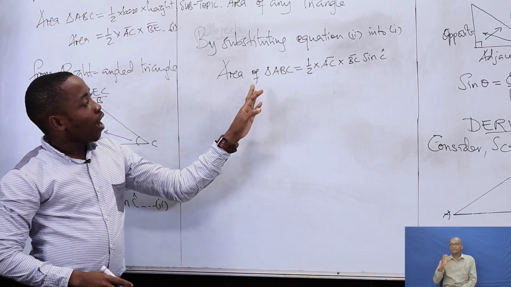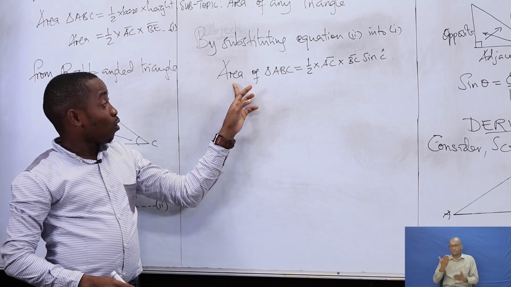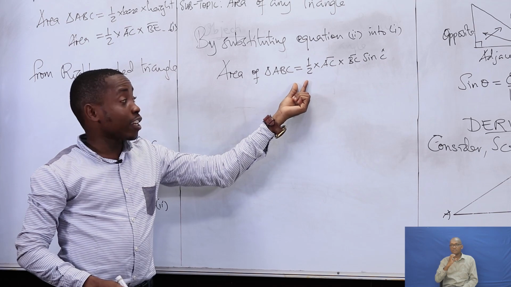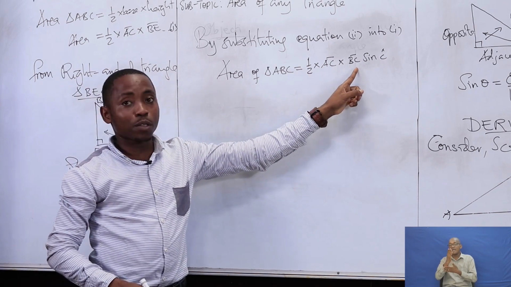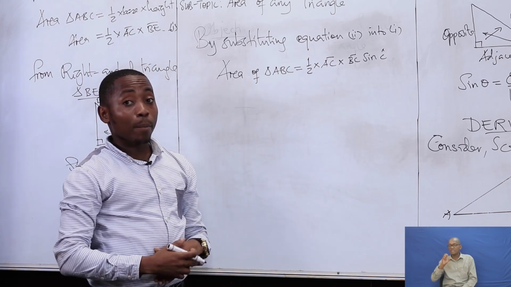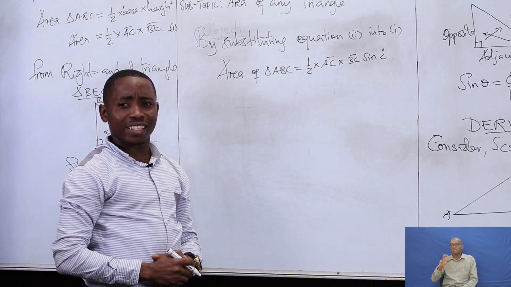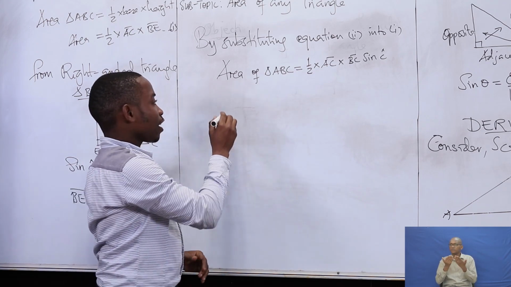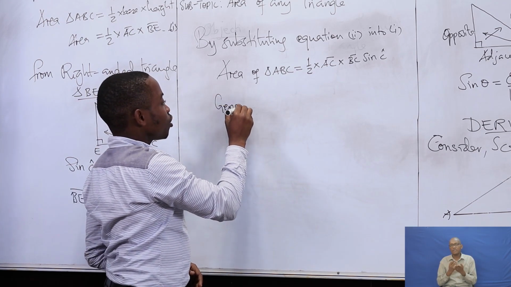So now our triangle ABC, its area is obtained by taking a half times AC times BC sine C. This is our general formula, but we have to generalize so that we can understand it very clearly. How can we explain it? Generally, we say this.